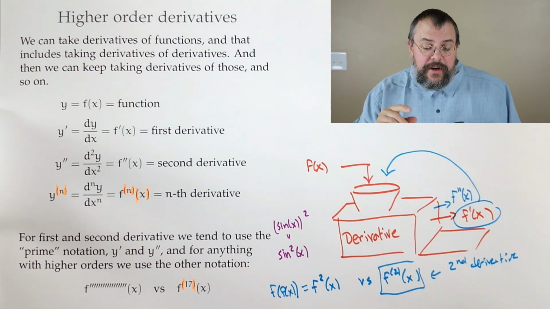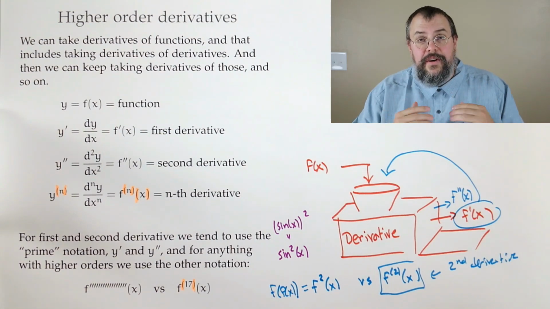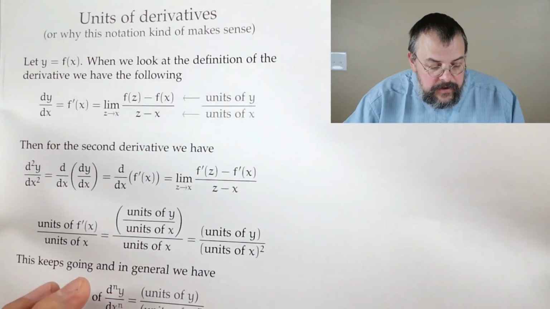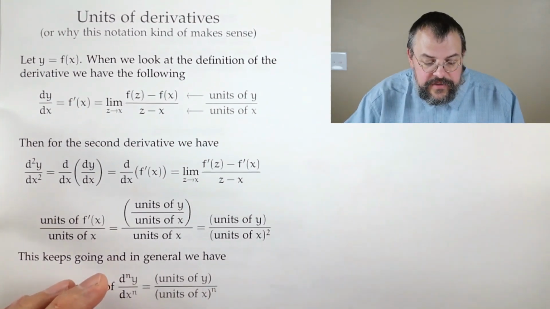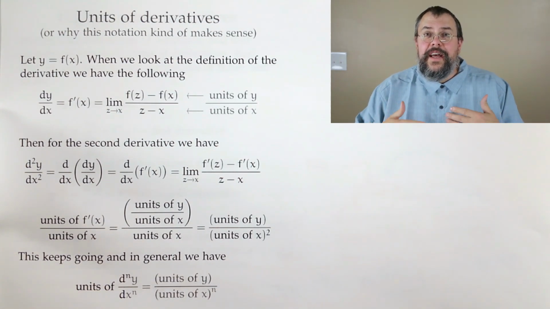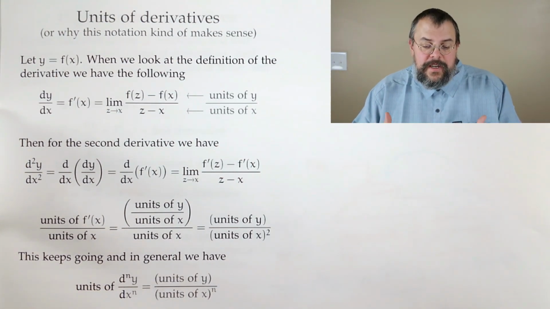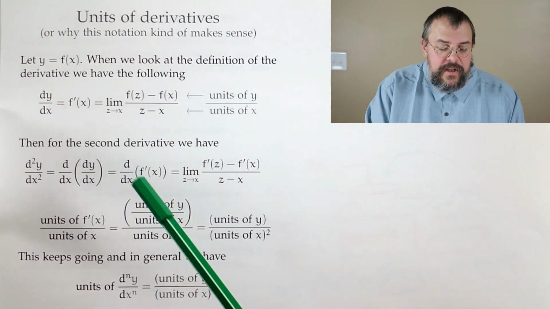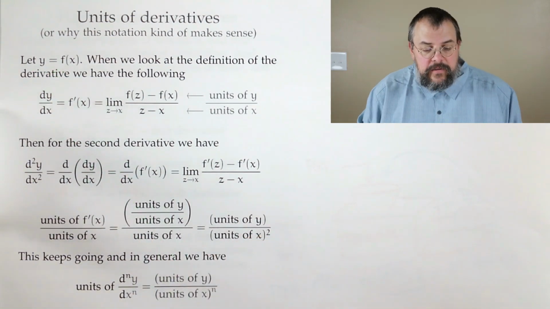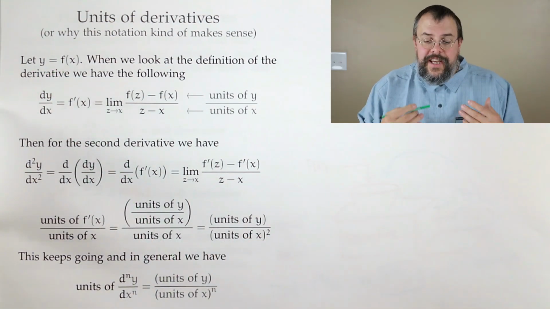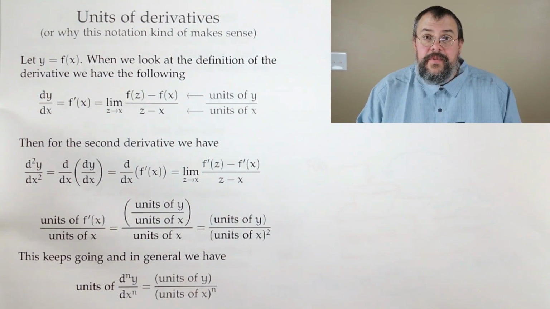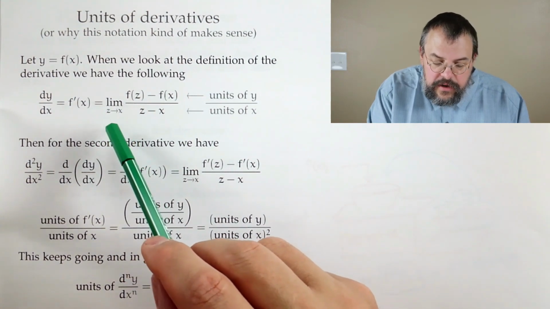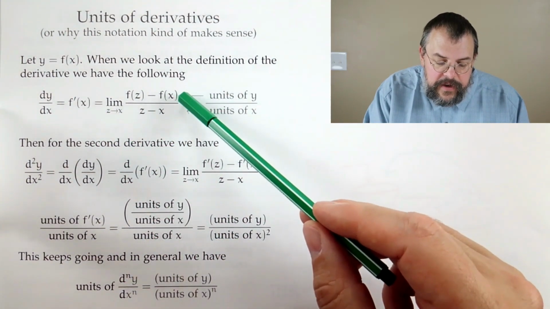The next thing we want to talk about is understanding the units of derivatives. Why do we want to do that? Well, in some sense, it's going to help us understand our choice of notation, but it's also helpful to understand how derivatives function. All right, so suppose I have some function, and I want to take its derivative. So I have y is f of x. Now, if you look at the definition of the derivative, what is it? Well, f prime of x is the limit as z goes to x of f of z minus f of x over z minus x.